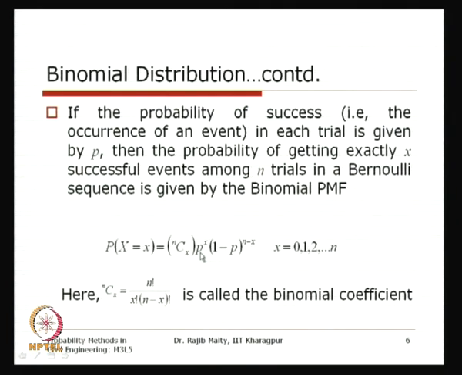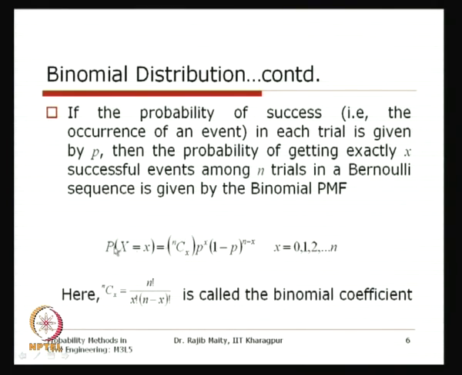So if this is the probability of success, then automatically the probability of failure is equal to 1 minus p. If success is for x cases, then failure is for the n minus x cases. That is why these two are multiplied to get the probability that X is exactly equal to x out of n trials, given by nCx p^x (1 minus p)^(n minus x), where x can take any integer value between 0 and n. Now, nCx, n combination x, is expressed as n factorial divided by x factorial times (n minus x) factorial, and this is known as the binomial coefficient.